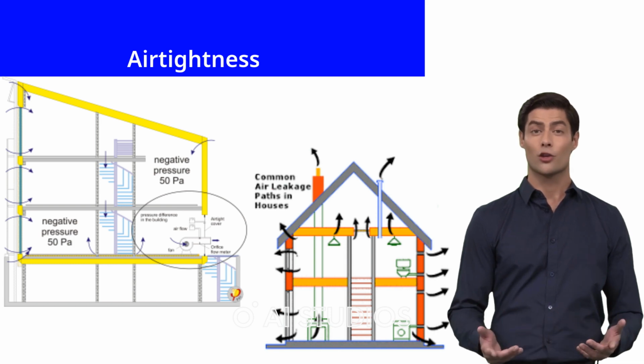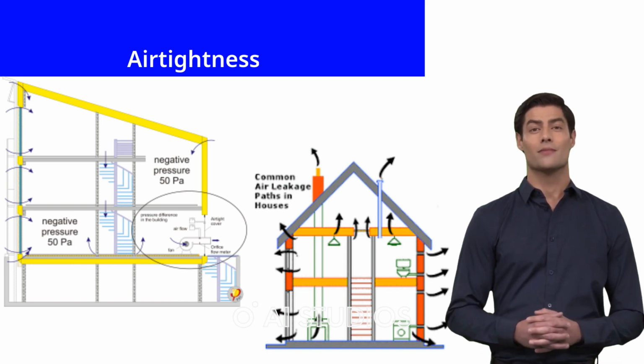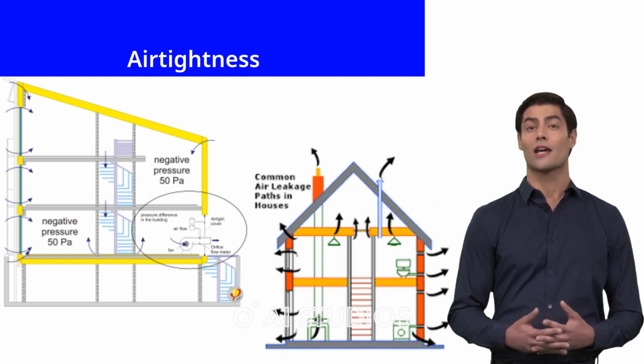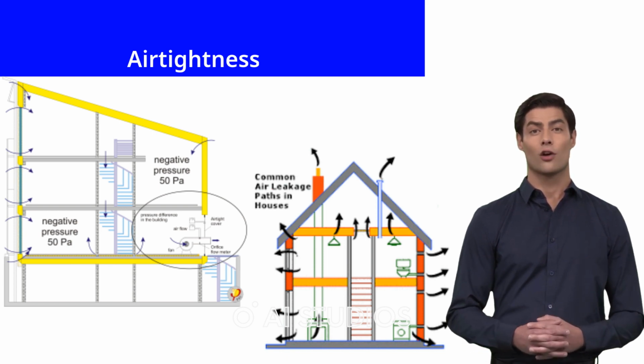Airtightness is primarily concerned with the removal of all unwanted gaps and fractures in the building's exterior shell. Airtightness is a critical component in designing a healthy, pleasant, and energy-efficient living environment.